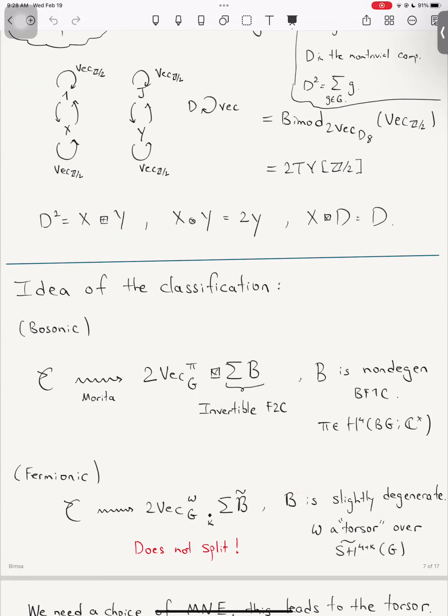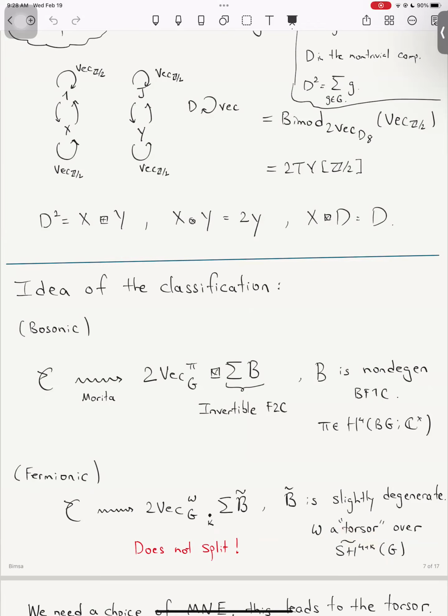I should say that this is B tilde, and in the fermionic case, it's slightly degenerate rather than non-degenerate. What that means is that the Müger center of this is given by supervector spaces. Now, because there's no way to split this thing, a priori this omega, which is the thing you saw before, is not quite a class of this yet. It becomes a class when I actually pick an extension, but before that, it really just lives in a torsor over this twisted homology. It's reduced, and this symbol means reduced twisted.